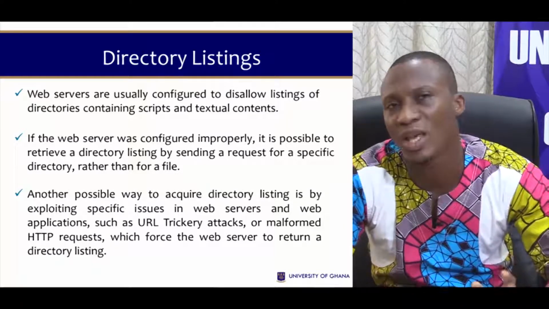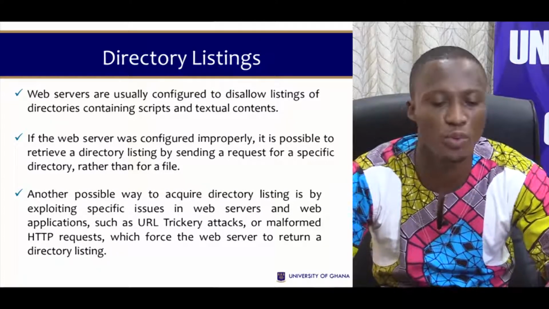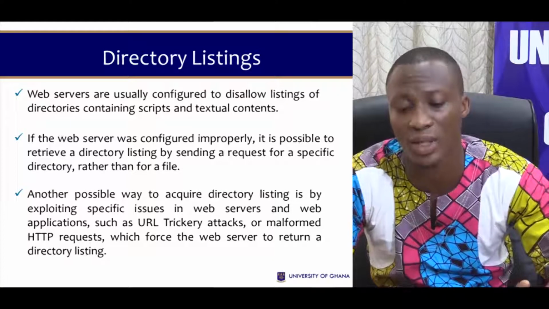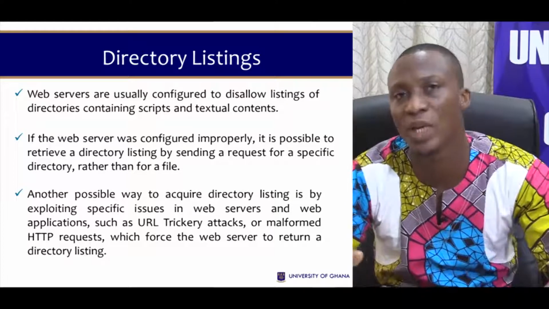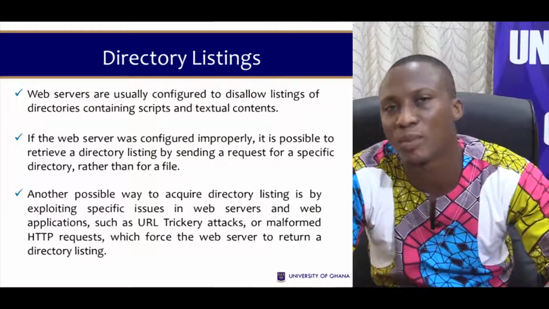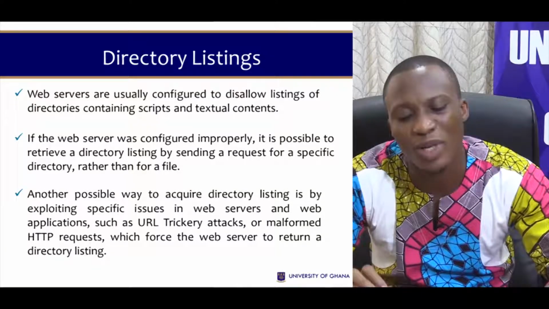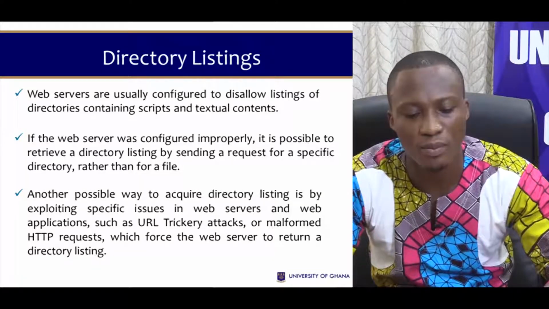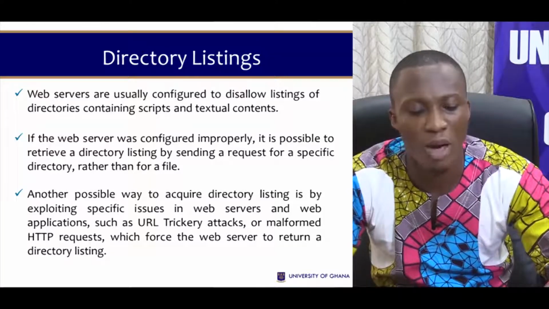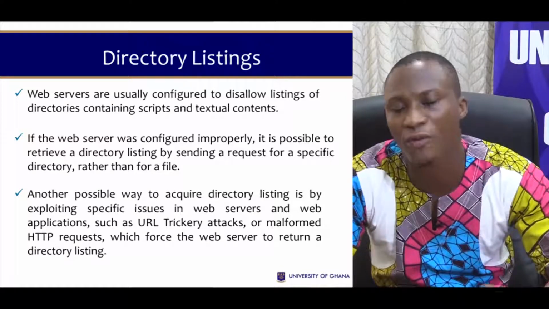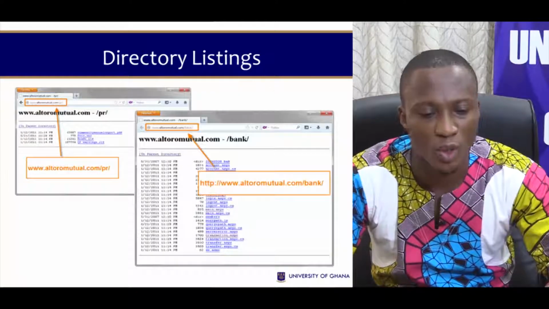content. Now, if a web server was configured improperly, then it's possible to retrieve a directory listing by just sending a request for a specific directory, and you can reference that by using the name if you know the name of that directory. Now, another possible way to acquire a directory listing is by exploiting specific issues in web servers. And here, URL trickery attacks or malformed HTTP requests which force the web server to return a directory listing are used. So here is an example.